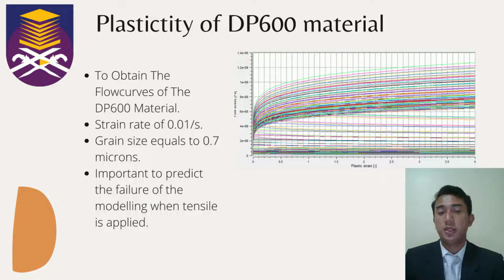Next, plasticity of DP600 material. It is to obtain the flow curves of the DP600 material. The strain rate used is 0.01 per second, and the grain size is equal to 0.7 microns. It is important to predict the failure of the model when tensile load is applied. This is an example of the flow curves of DP600 material.